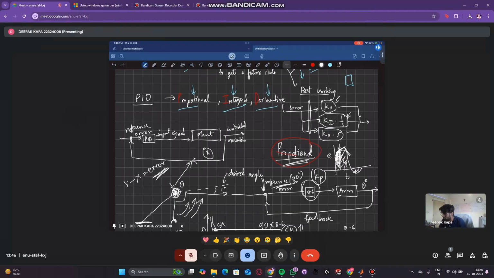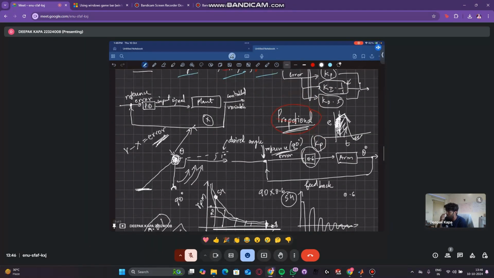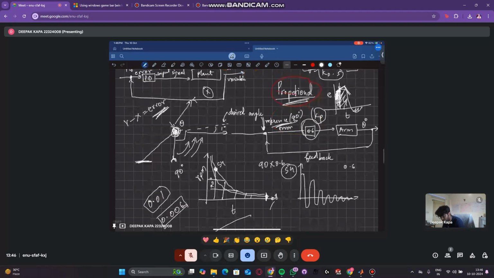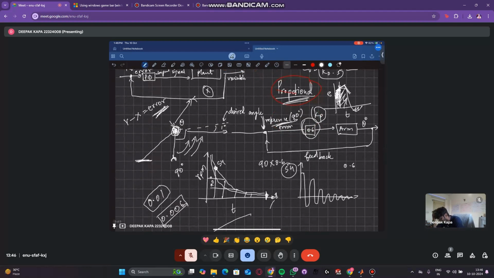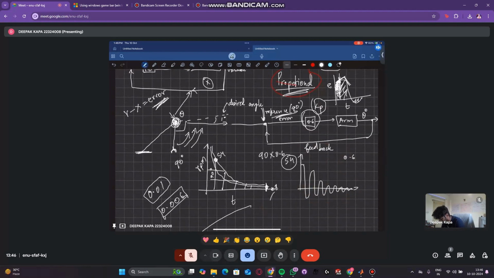So now going back to my notes. Now I'm going to explain each part of the controller and why it all makes sense together. Coming to the proportional part, say I have a robotic arm and I want this robotic arm to move 90 degrees. So I'm going to make a reference angle, which is going to be my 90 degrees, because I'm assuming the initial state to be 0 degrees.